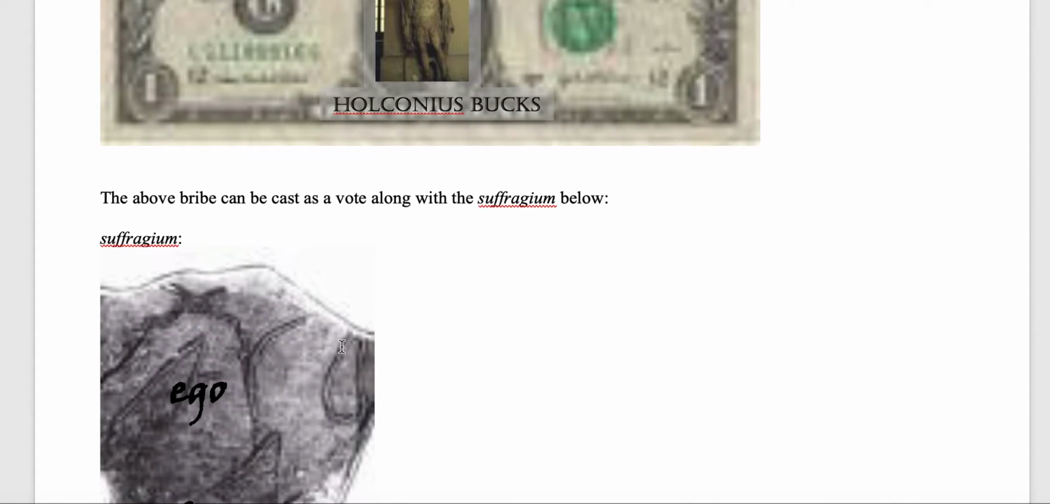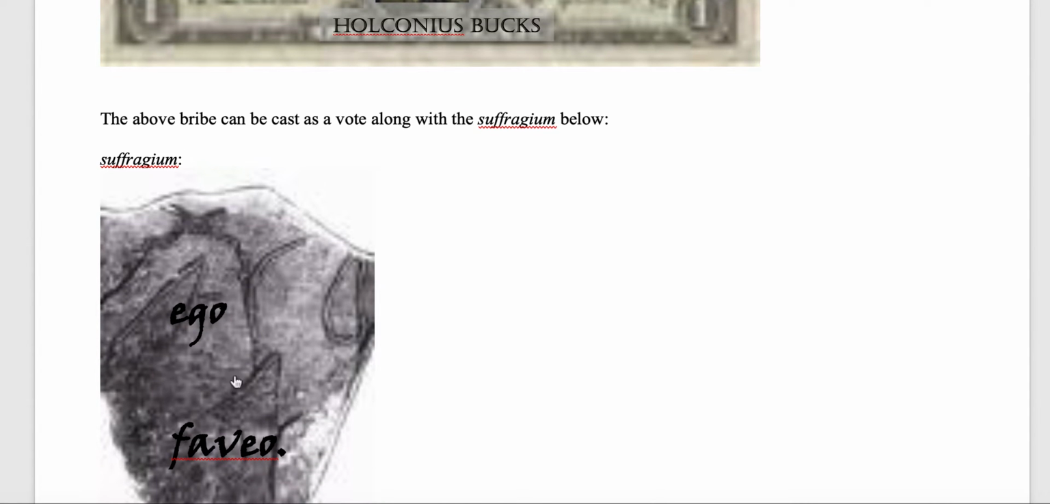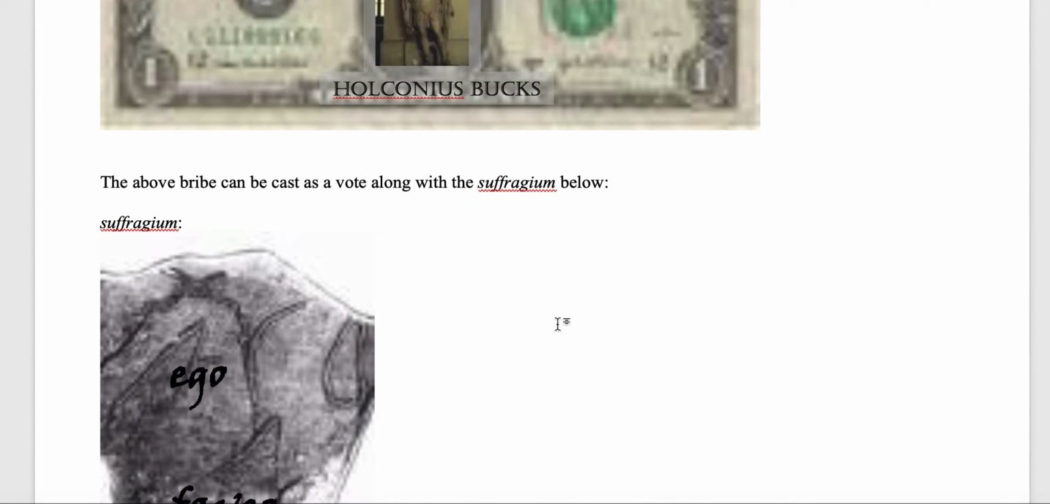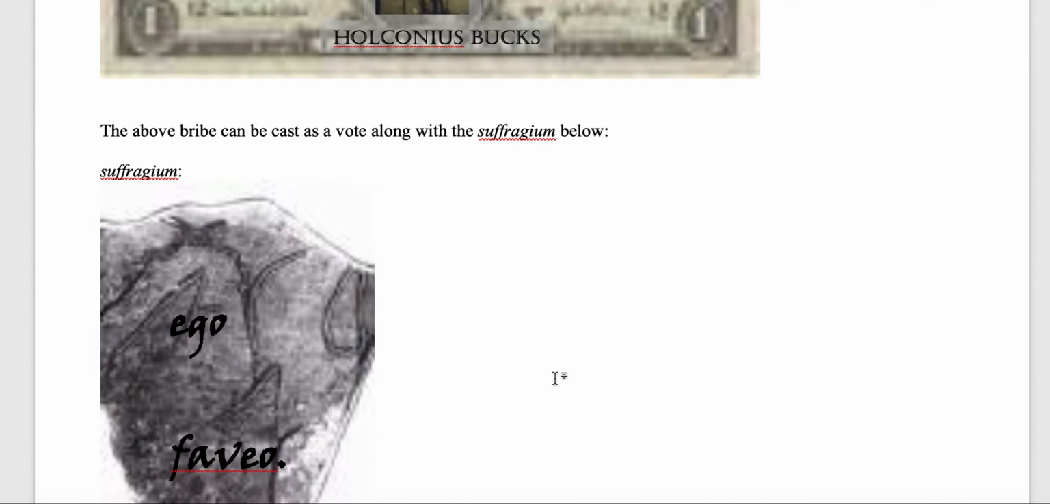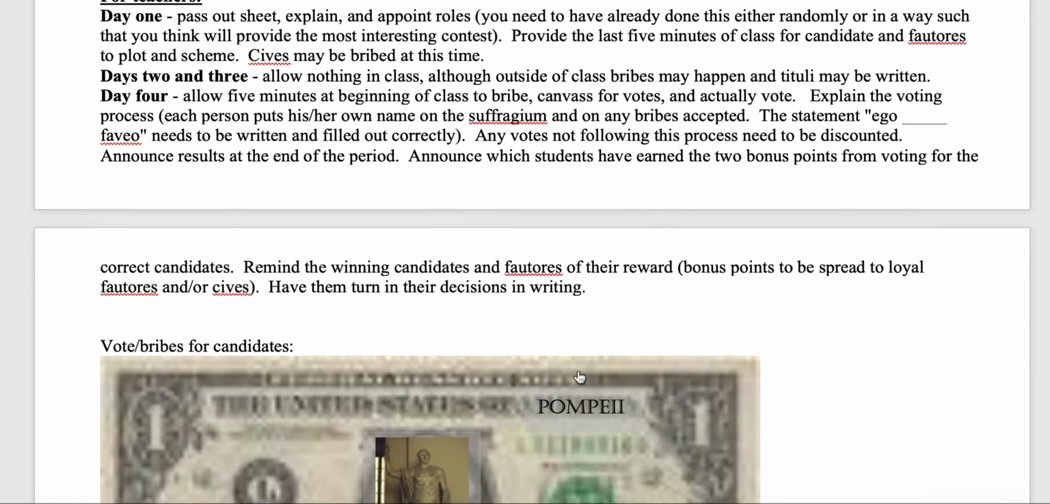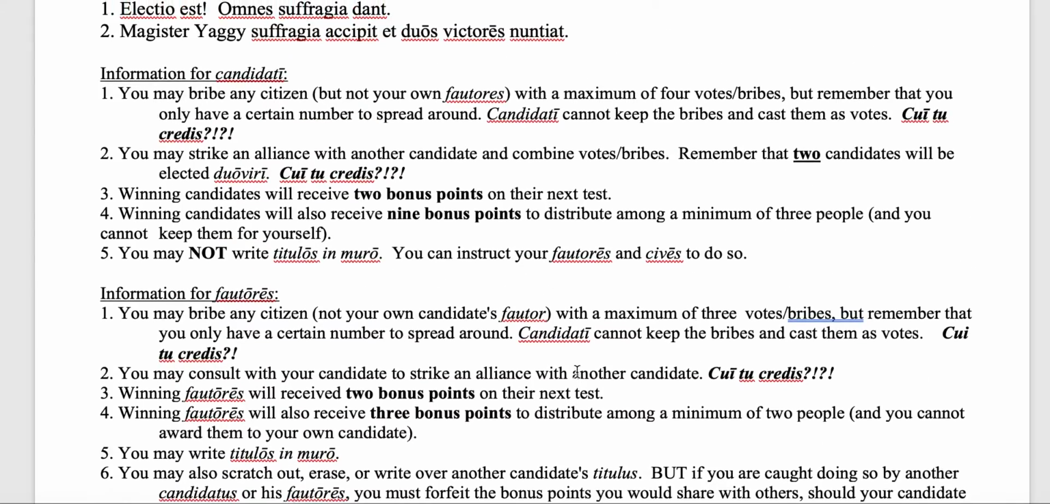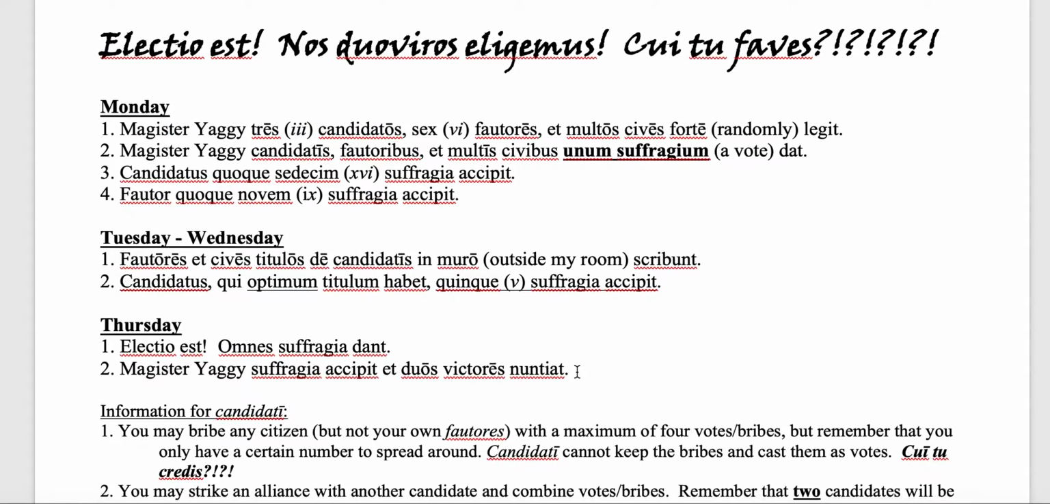So I would vote both with my suffragium, and I would put "ego Holconio faveo," and then I would also cast this as a separate vote as well. So if I got 3 bribes for Holconius, then I can vote for him 3 times plus my 1 suffragium. I put all of those in the pot or bag or hat or whatever it is.